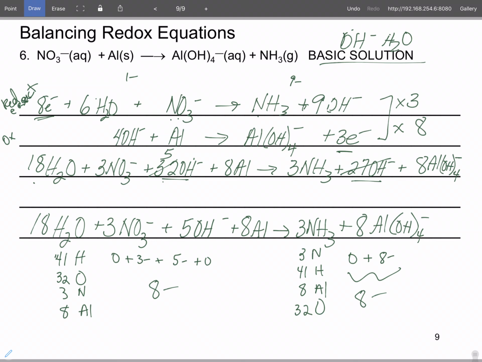Now remember, the basic ones are the tricky ones because of the OHs and the H2Os both having both species in them. And you will be asked to balance one acidic and one basic on the test, or one basic. Because if you can balance the basics, you can easily balance the acidics. Okay, we'll move on to one more second segment in the lectures that goes on the test.